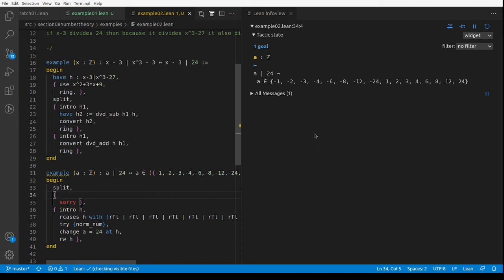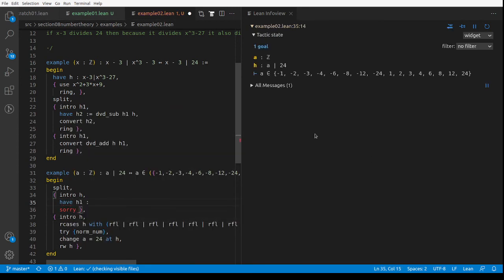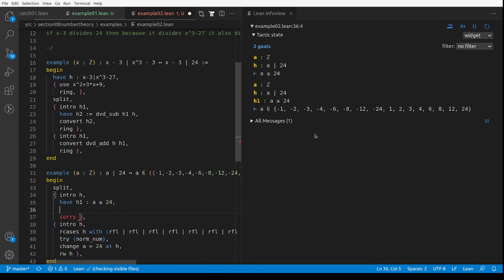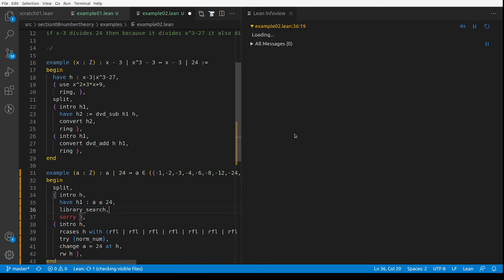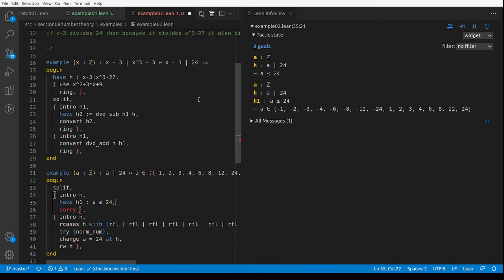I mean, this was the idea I had. So intro H. So have H1. I claim that A is less than or equal to 24. And why is A less than or equal to 24? It's because, I don't know, let's try library search. I think, do you know what? I think library search won't work because this isn't always true, right? If A divides negative 24, then A isn't less than or equal to negative 24 because it could be 2. So we need the hypothesis that 24 is positive, right?